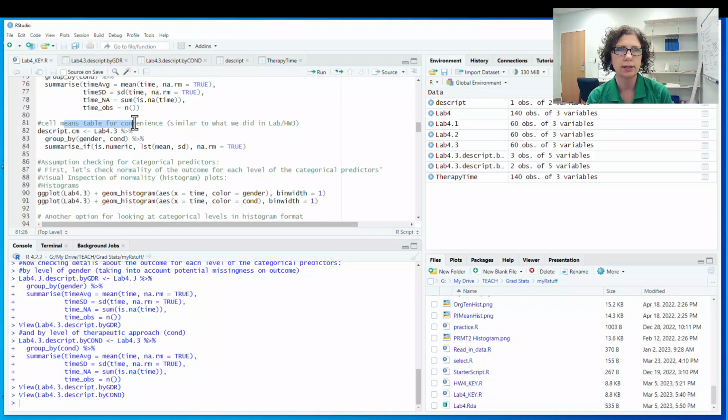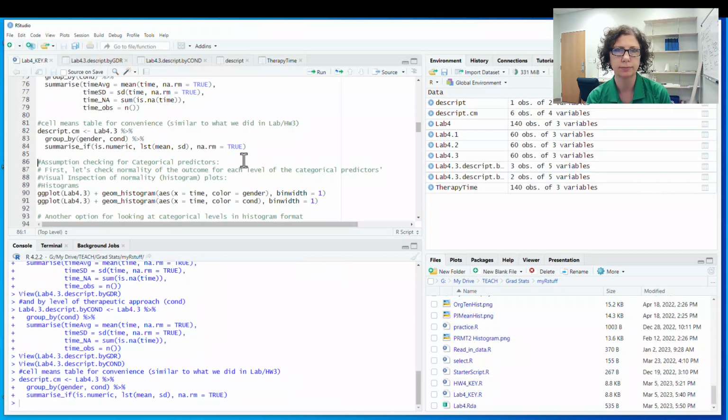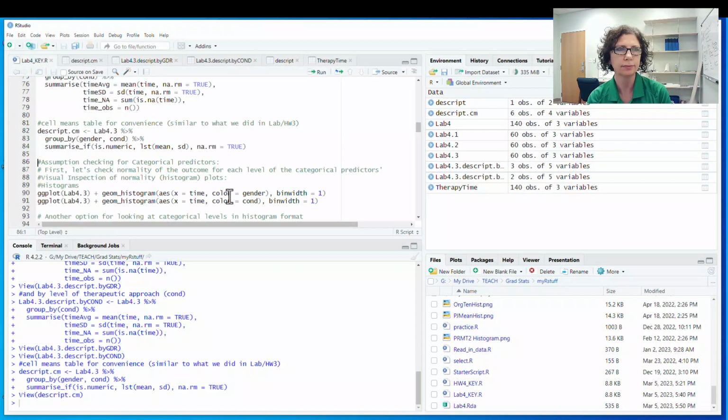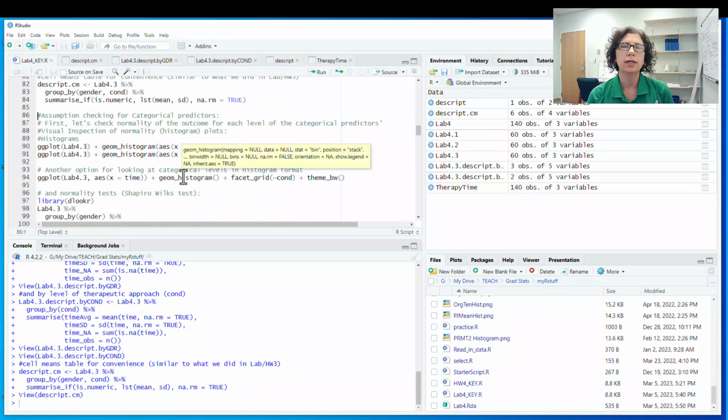We also got cell means, similar to what we did in Lab 3 with the single categorical variable. We can do the same by having both the gender and condition in the same table. So then I have it broken out by both gender and therapeutic approach, the average time spent in therapy and the SD. So that's a lot of descriptives that I can use to start working with my tables, right?